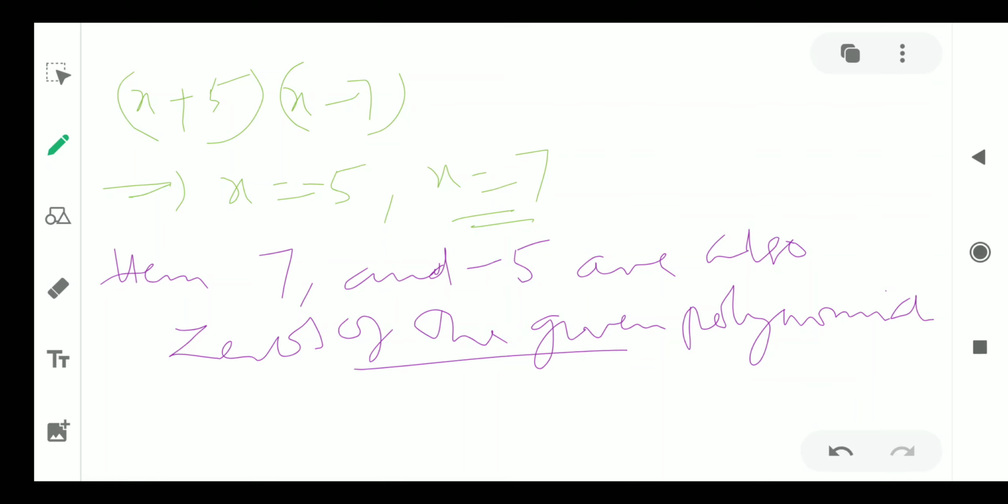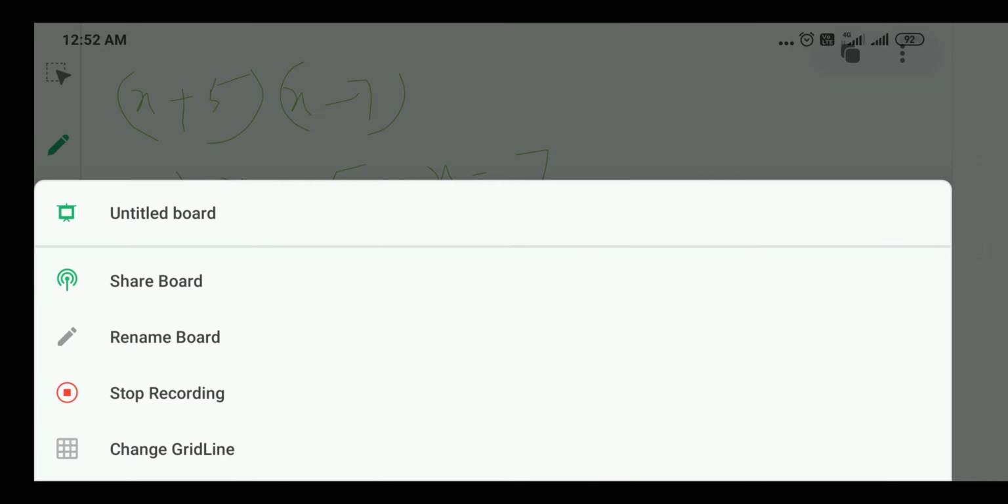What are they? Two are already given, 2 plus or minus root 3. There are 2 roots, and here it is 7 and minus 5. Total 4 zeros are there. Okay, we'll stop here. Hope you understood.